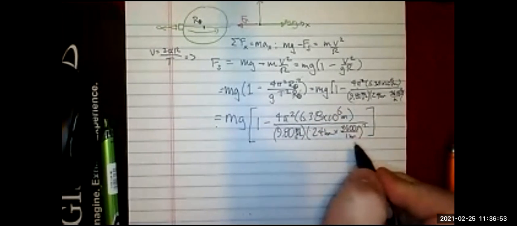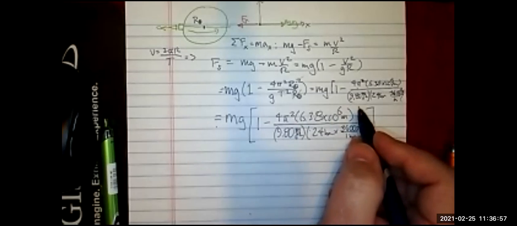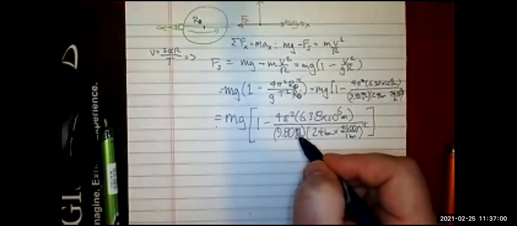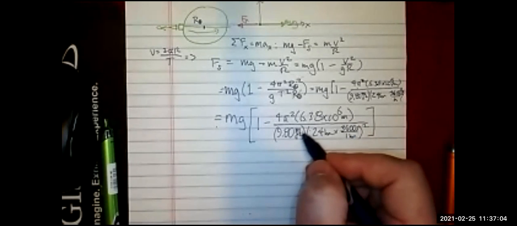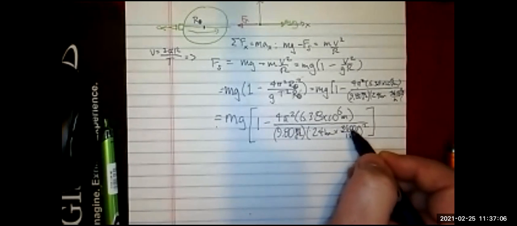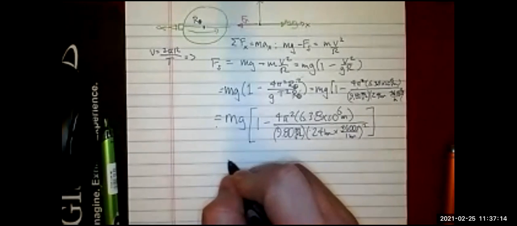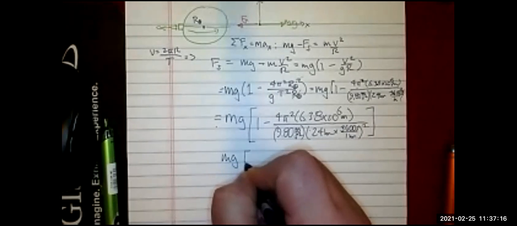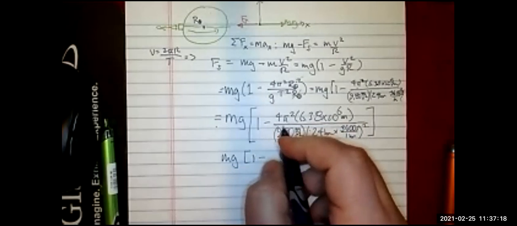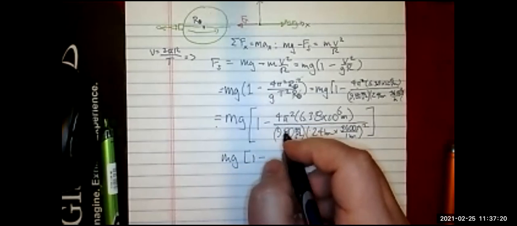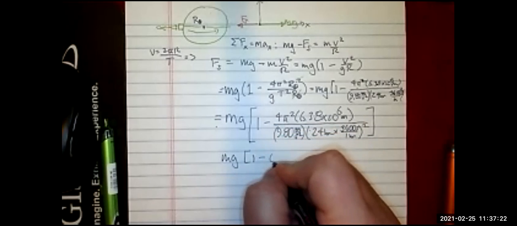So you see what's going to happen with the units here. I've got a meter up top and a meter on the bottom, so they're going to cancel each other out. I've got a second squared in the bottom of the bottom, but this is going to come out to seconds, and then it's going to be squared, so it literally has no units, and this is exactly what we expect. So what I'm ultimately going to get is mg times 1 minus, I calculated, 0.0337.